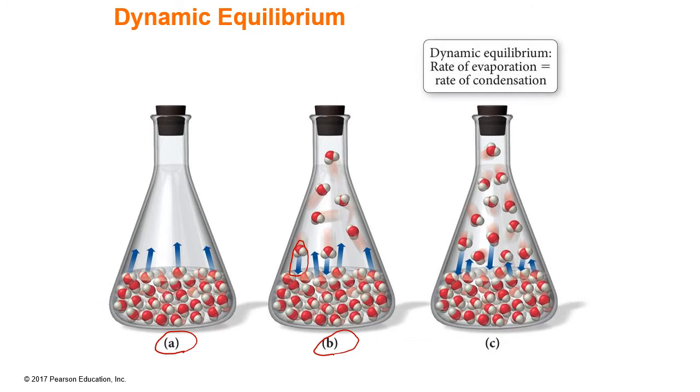Now, when those two rates become equal, as we can see in flask C, we call this dynamic equilibrium. So there's no overall gain or loss of material. It doesn't mean that we have equal amounts of vapor and liquid. It just means that they're changing in equal amounts.